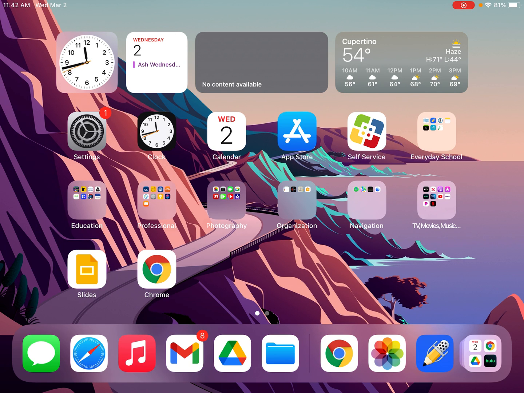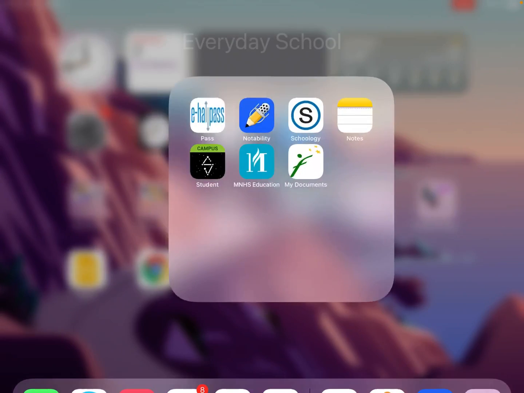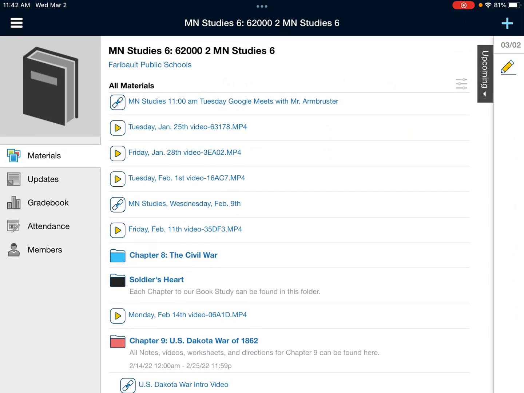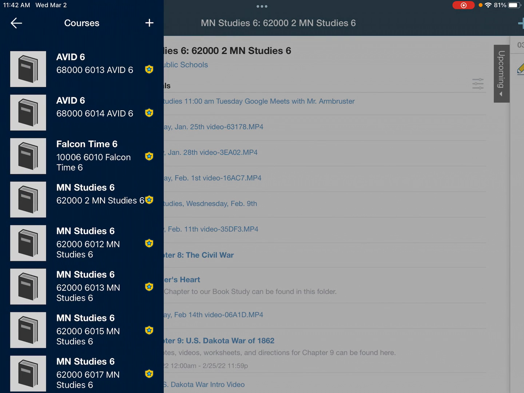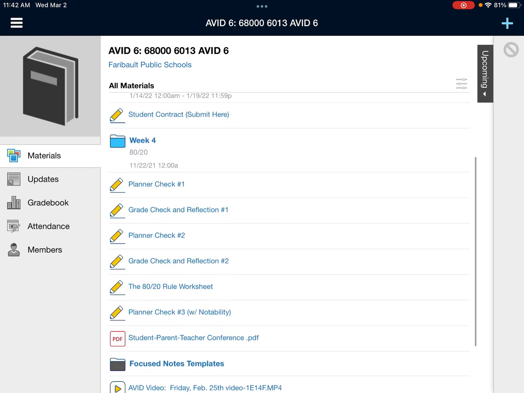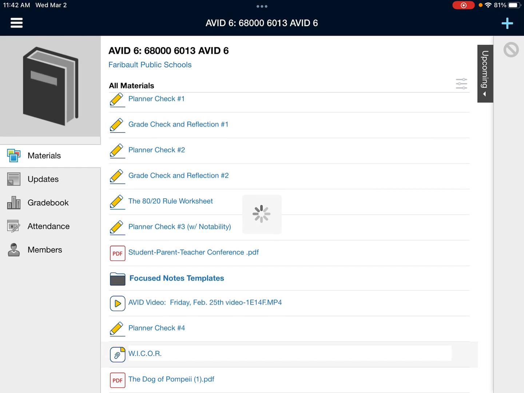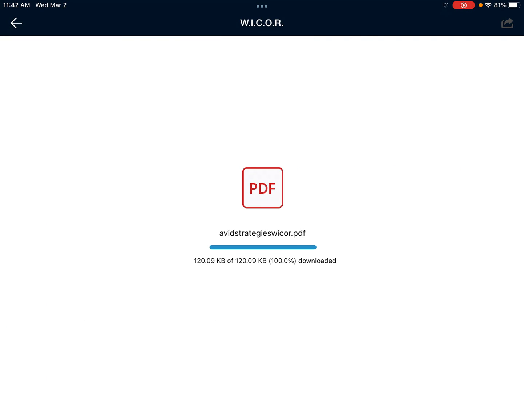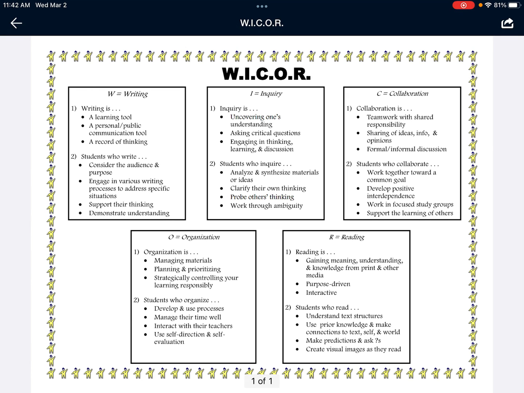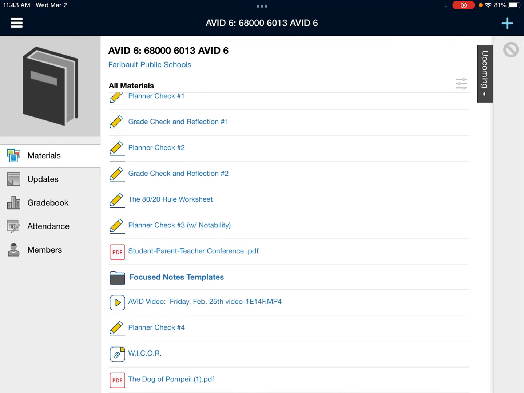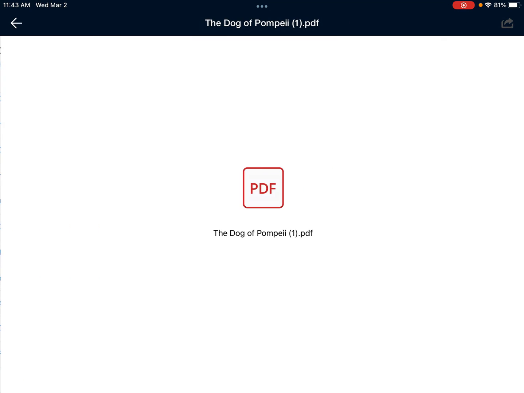Okay, so as you know, I'm going to go into our Schoology account here. As you know, we have been working on Wicker strategies this week. So you received a worksheet from me yesterday that we were doing some quick writes on. We were talking about what Wicker is: writing, inquiry, collaboration, organization, and reading. So what we're going to do is take the information that we've learned this week and apply it to this assignment, the Dog of Pompeii.